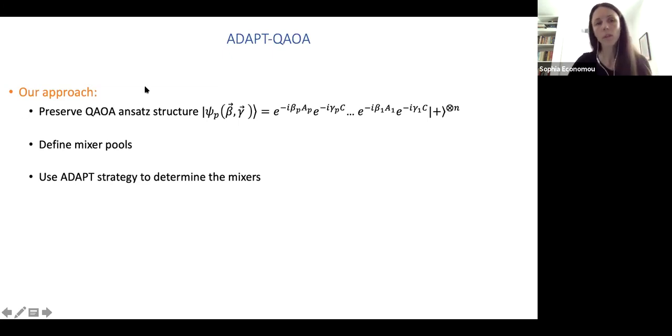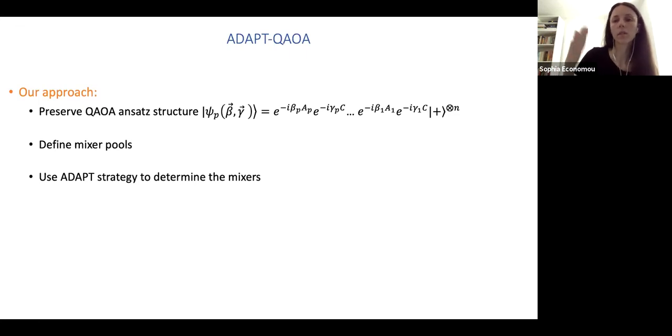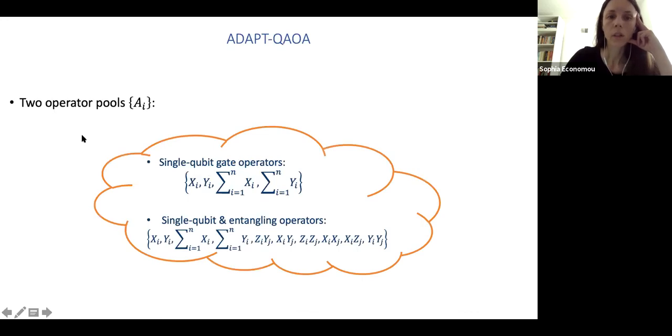So what we suggest to do is to preserve this QAOA structure, which alternates the problem Hamiltonian with some mixer, but give more flexibility to how you choose the mixer. So instead of having this sum of X's, just allow use of more general operators here, which would ideally be consistent with your hardware. So we define mixer pools similar to our adapt pools, and then we use the adapt strategy to determine which mixers to choose next. And we've done simulations for 2 different types of mixer pools.